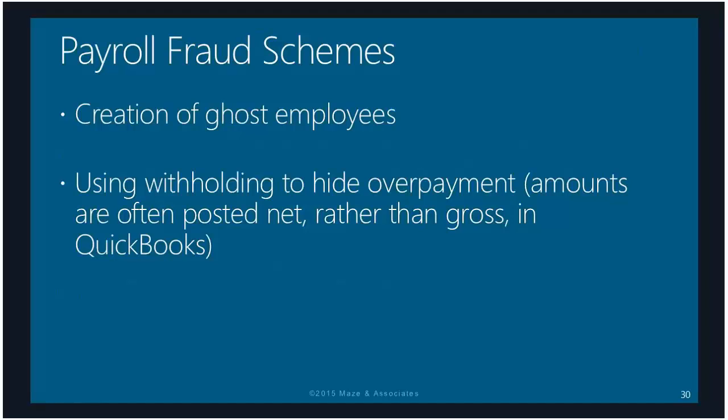Also, the other fraud scheme is to use withholding to hide overpayment, and this is somewhat difficult to detect too, unless you really look at the payroll register in detail. But basically, their net checks look similar from pay period to pay period, yet they actually end up getting a big tax refund at the end of the year, because what they were doing was still overpaying themselves but withholding it so that the net check was the same as what they should be getting.